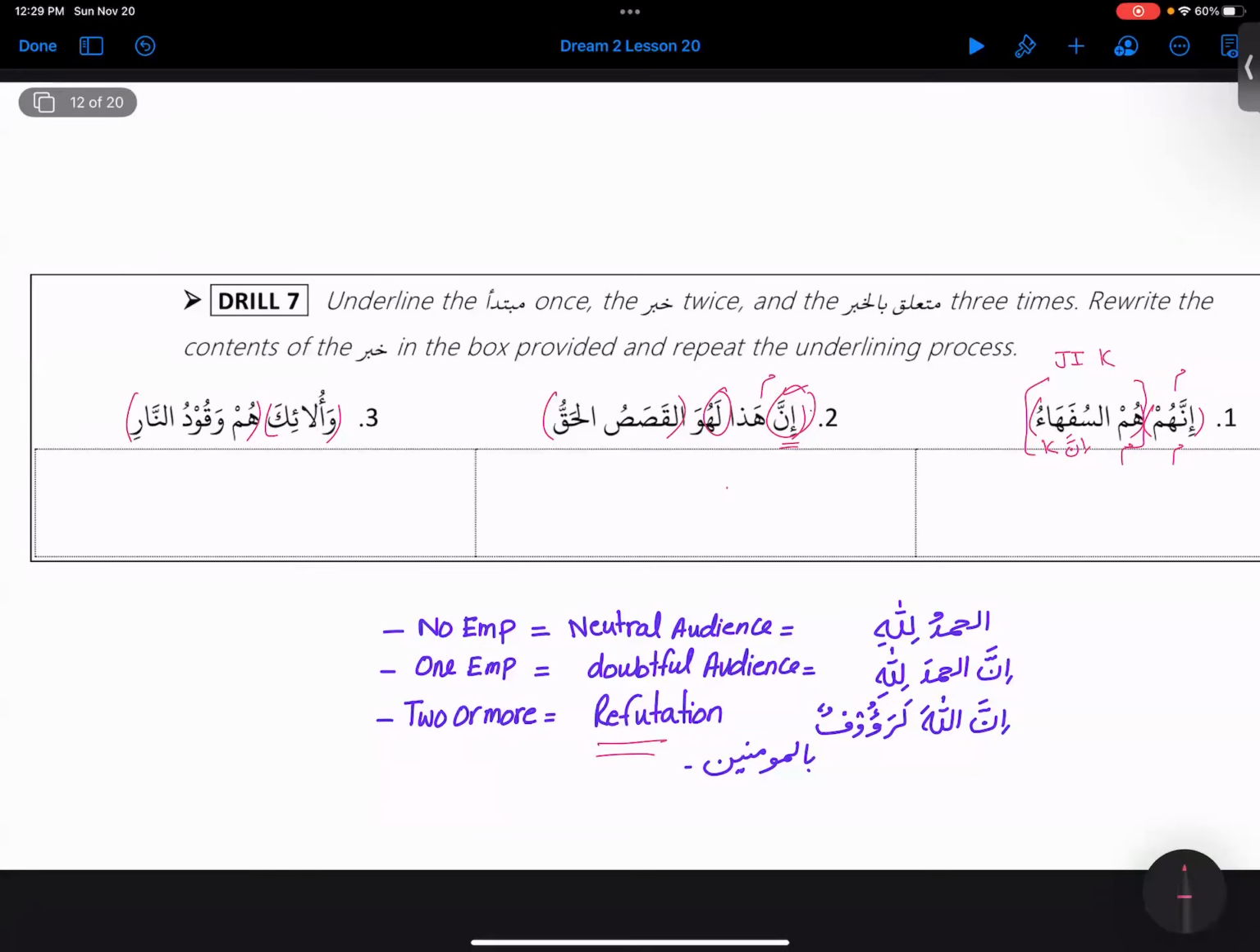So what is wa and ulaika? Wa is a harf ataf.